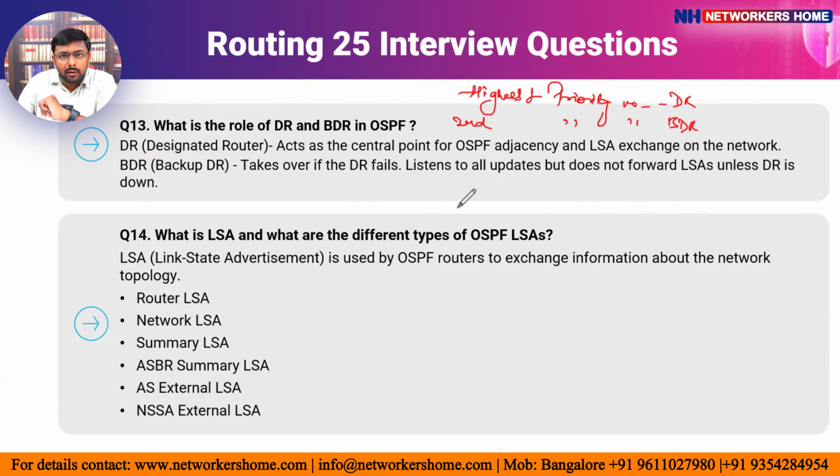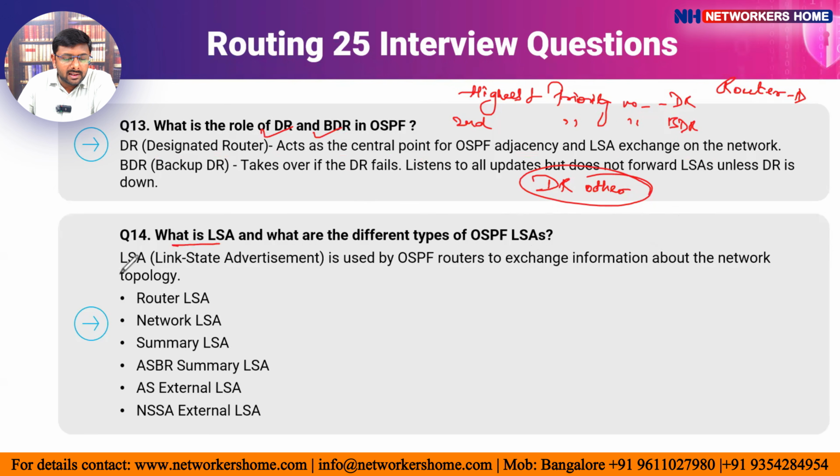Now, by default on all the routers the priority number is 1, so the election will happen based on the router ID. If the priority number is the same, what will happen? The router with the highest router ID will be DR, and the router with the second highest router ID will be BDR. And whatever other router is left is called a DR other. So DR, BDR and DR other. This is how we have the DR and BDR election.